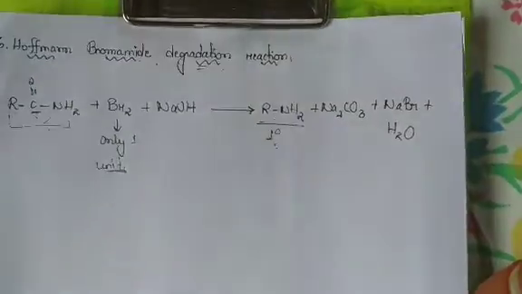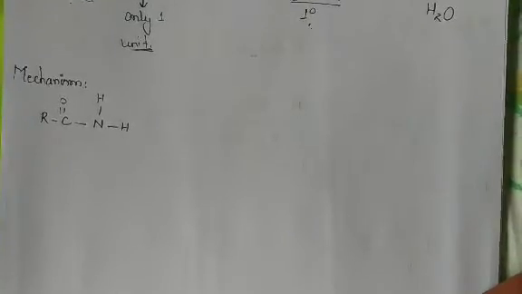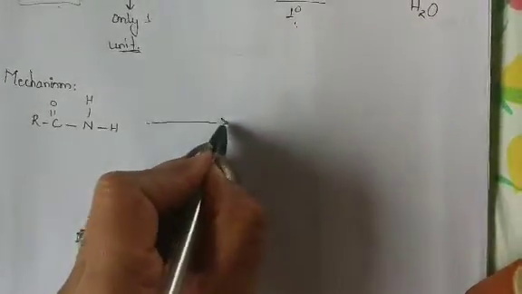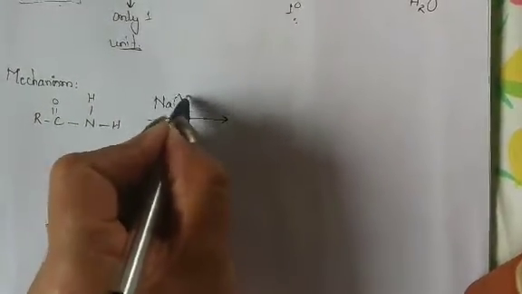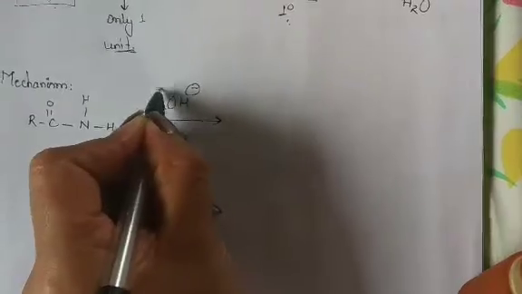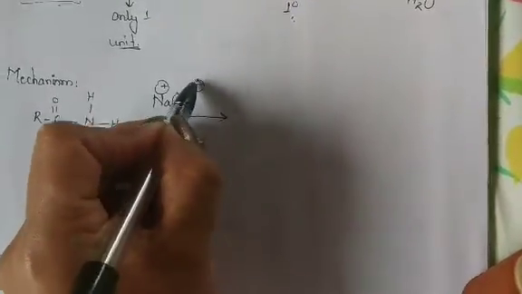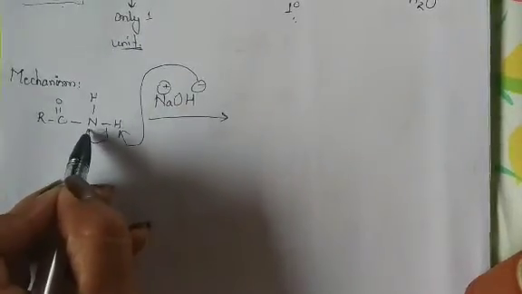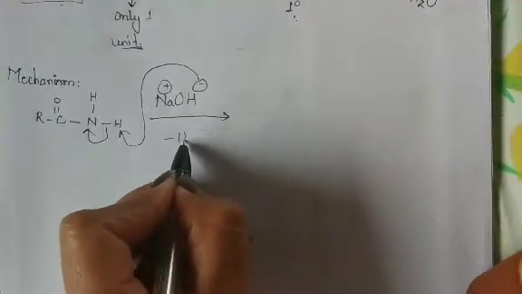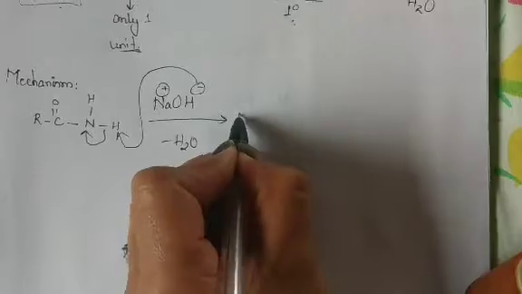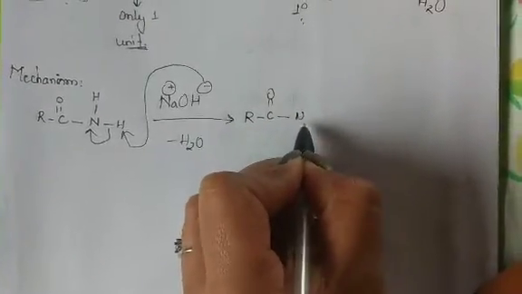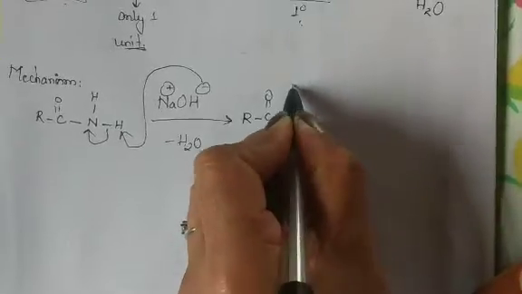Now, let us do the mechanism. Okay, now our mechanism. This is the amide. The base first. Now this OH minus takes up this hydrogen. The bonding electron pair goes to the nitrogen atom. Therefore, there is removal of a water molecule. There we would get here RCONH negative.